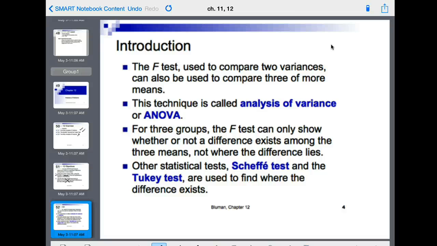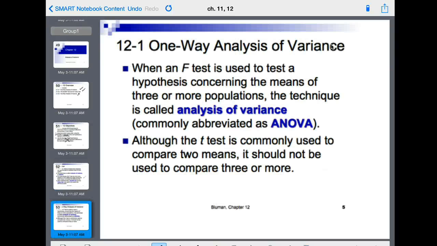The F test is going to say, is there a difference or isn't there a difference? Now, if there is a difference, we have to do the Scheffé test to figure out where the difference is. Now, if there's not a difference, we don't have to do the other tests. One-way analysis of variance. When the F test is used to test a hypothesis concerning the means of three or more populations, the technique is called the analysis of variance, commonly abbreviated as the ANOVA test. Although the t-test is commonly used to compare two means, it should not be used to compare three or more.